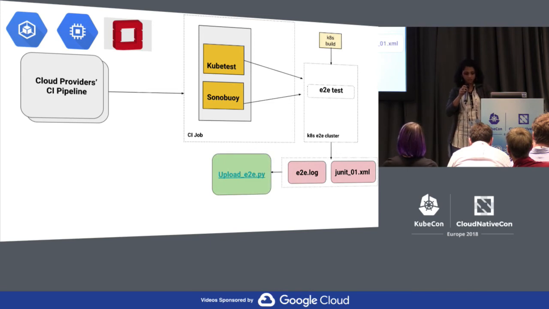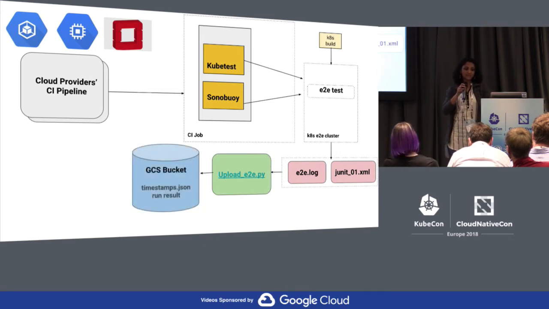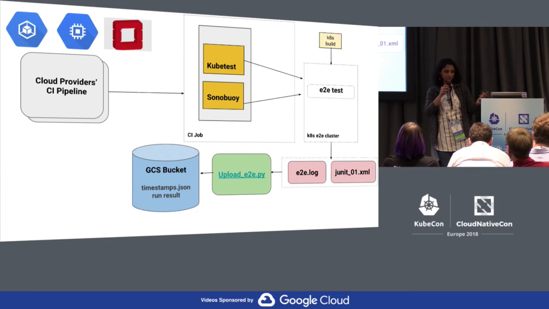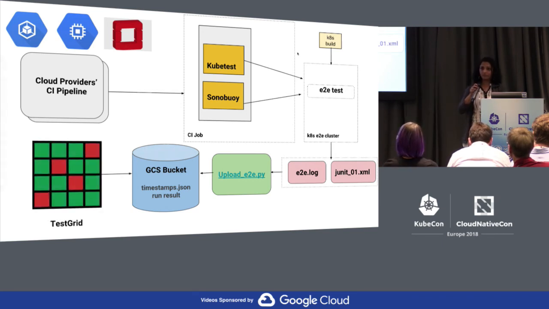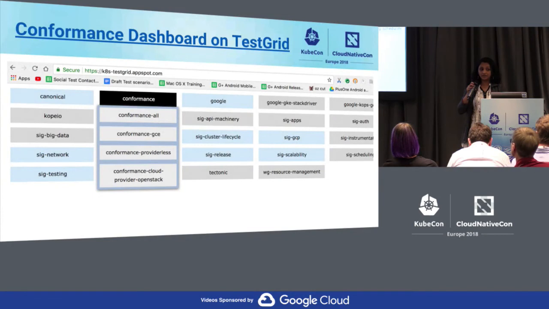The tool then consumes these inputs and provides a couple of output files: the timestamp.json, like the start and stop time, and the run result, the overall success. It then pushes it to GCS buckets specific to that particular cloud provider. And then each provider provisions itself in TestGrid with a dashboard, and the specific dashboard gets access to the appropriate GCS bucket, from which TestGrid is able to pull the results on a periodic basis as and when they're available.